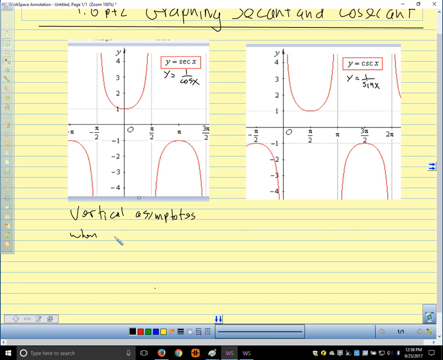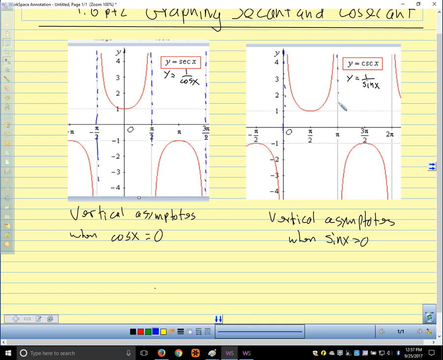when cosine x equals 0. So here I have asymptotes at negative pi over 2, pi over 2, 3 pi over 2, everywhere where cosine is 0. Similarly for cosecant, we're going to get vertical asymptotes when sine x equals 0. So we get vertical asymptotes at 0, at pi, at 2 pi, etc.